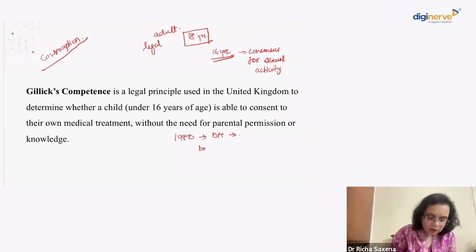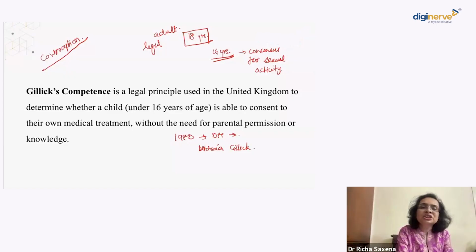But there was one lady called Victoria Gillick. She was a mother of 10-year-old children, and she wanted assurance from the health trust that they would not prescribe contraception to her children without her knowledge. The trust refused, saying we cannot do that because the Department of Health has already issued a circular and there is something called Gillick's competence. We can prescribe contraception to your children if we feel that they are competent enough to understand the consequences of the situation.